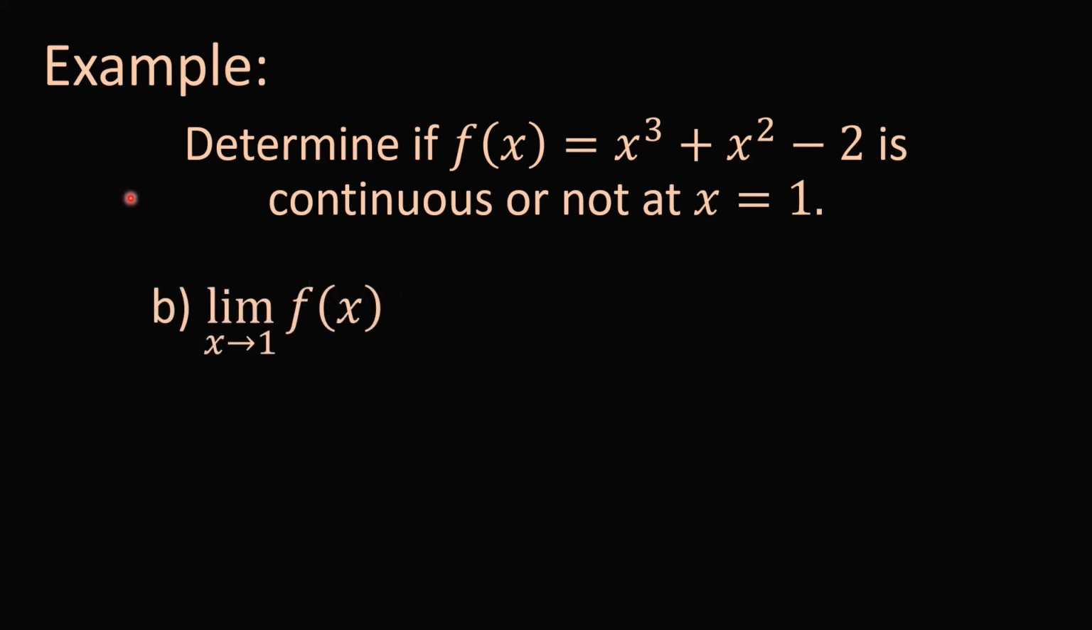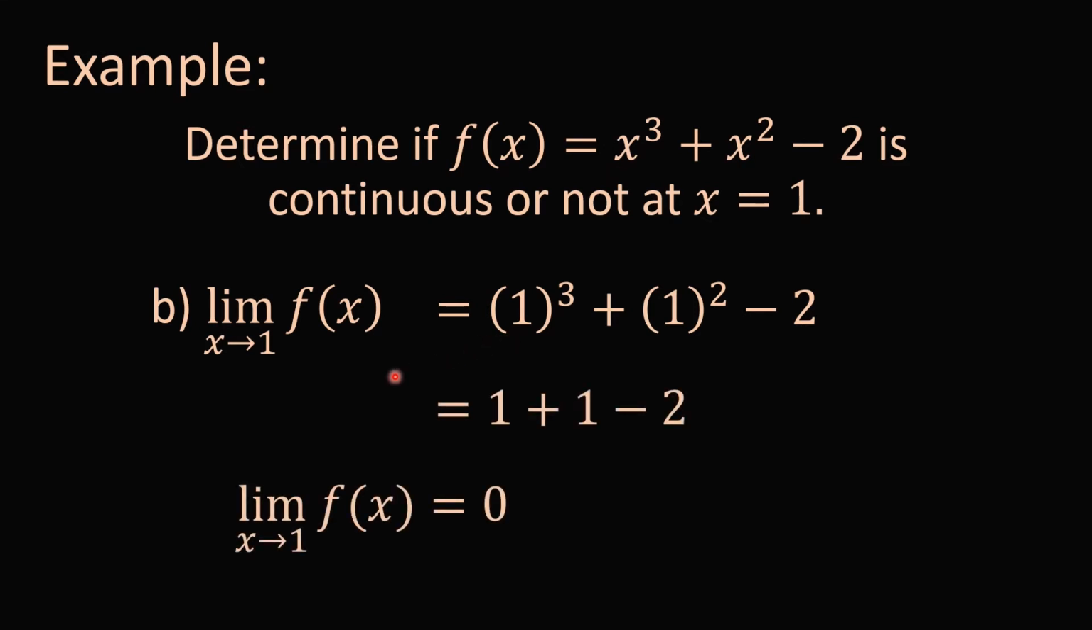Now, how about the second condition? We're going to determine if the limit of the function exists. So, we're going to use direct substitution. We just substitute the value of a, which in this example is 1. So, the function again is x cubed plus x squared minus 2. We just replace x with 1. So, the answer would be 0. The answer is defined. Therefore, the limit of f of x as x approaches 1 exists.